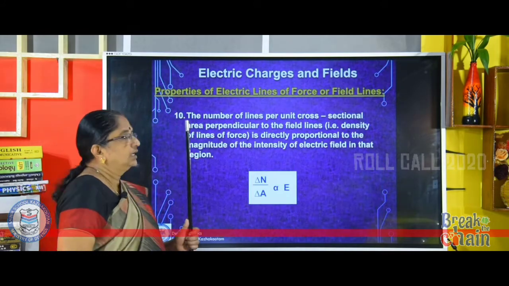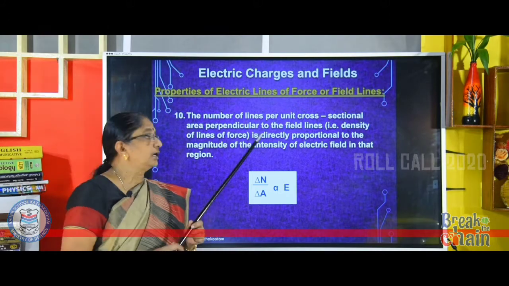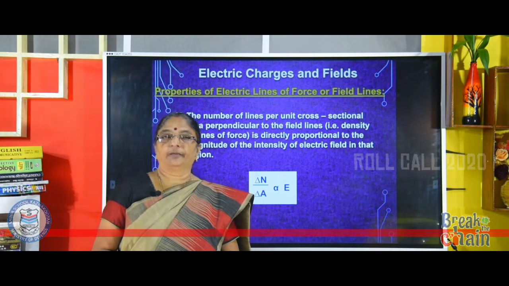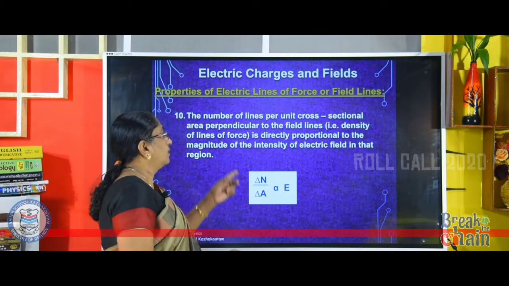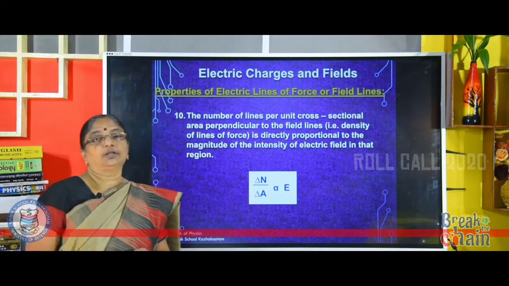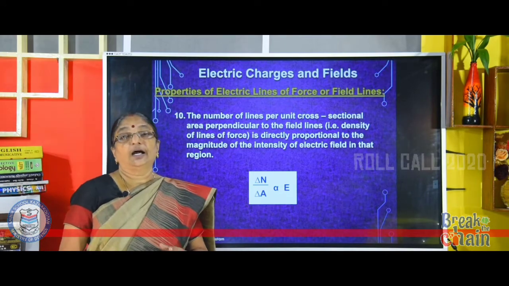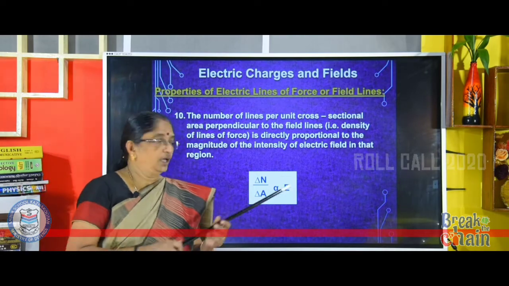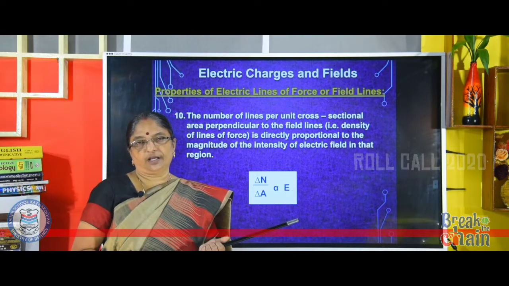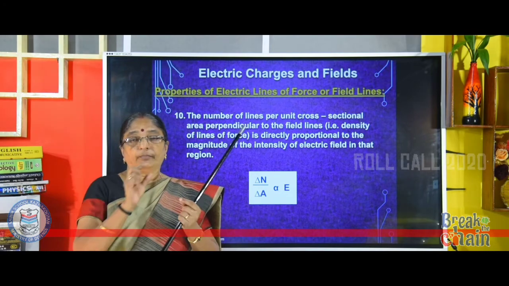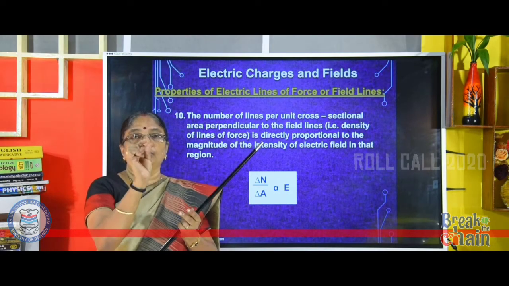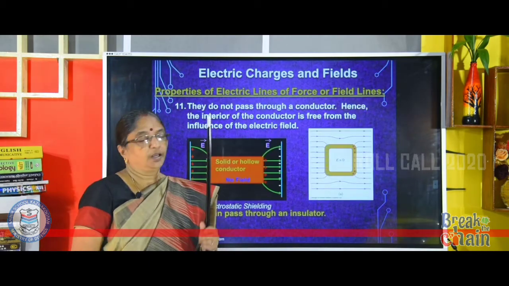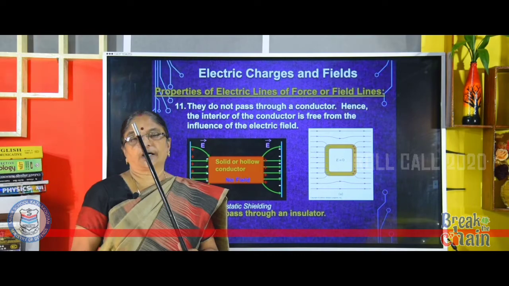Next, see, the number of lines per unit cross sectional area, delta n by delta A, means that the number of electric lines of force per unit cross sectional area is directly proportional to the intensity of electric field. Larger is the intensity of electric field, more will be the number of electric lines of force passing through unit cross sectional area. Next, the 11th property: they do not pass through a conductor.